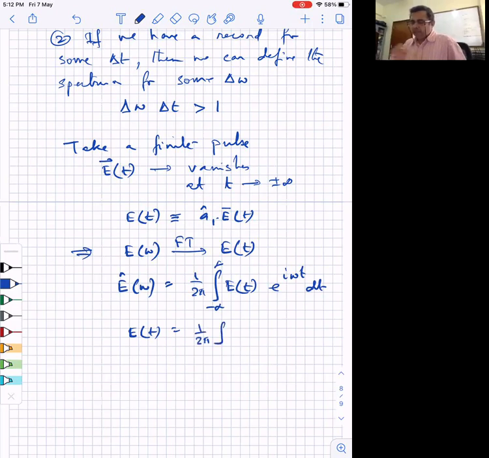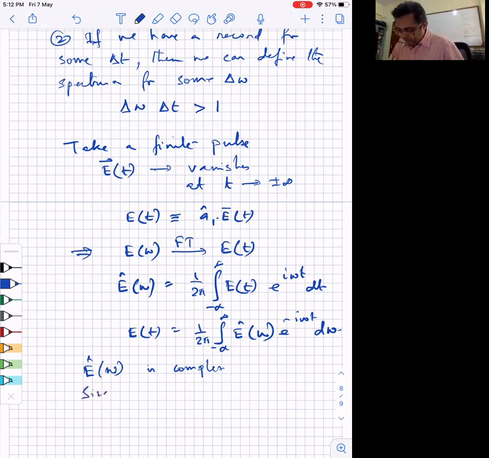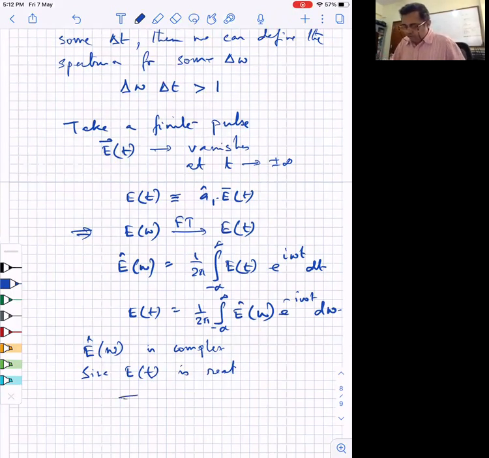Now my E hat omega is complex. However, since E of t is real, one can show, and these are things you can do very quickly, that E hat of minus omega is equal to the complex conjugate of E hat of omega. So this basically means all the negative frequencies are eliminated.